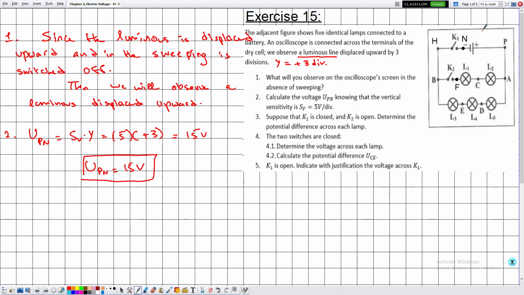So the trick in solving such type of exercises is to label the voltage on the electric circuit itself. So here we have that UPN is equal to 15 volts. And now in number 3, they are telling me suppose K1 is closed and K2 is open. So this is closed and the other switch is opened.